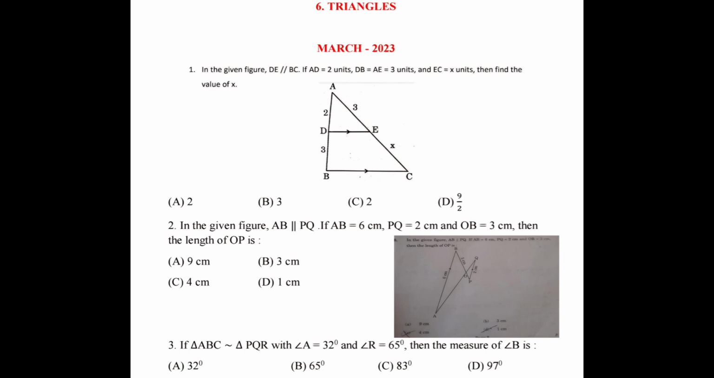Third one, ABC is similar to PQR is given. Angle A is equal to 32, angle R is equal to 65. Use angle sum property because A is equal to P. So when two angles are given, use the angle sum property. By using the angle sum property, you can add two angles and subtract from 180. You will get the answer as 83 degrees.